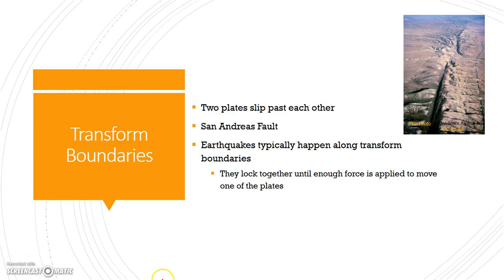Then we have a transform boundary. And a transform boundary is where two plates slip past each other, and the classic example of this is the San Andreas Fault. Earthquakes will typically happen along these boundaries. So what happens is they lock together, so we have our plate here, and that's moving this way, and we have our plate here, and that's moving this way. So they lock together, and eventually the force is great enough to move one of the plates. So again, up here we have they're moving this way, and that's when we get our earthquake.